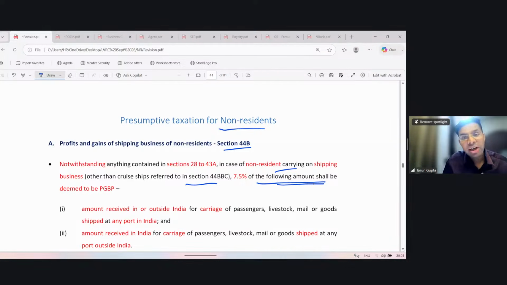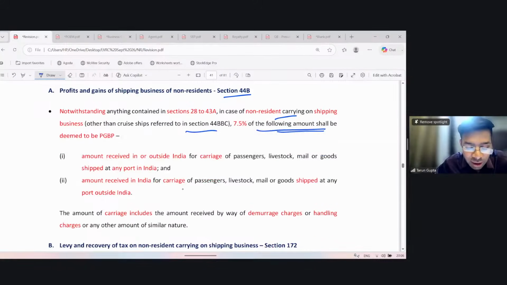7.5% of the following amount shall be deemed to be the PGBP. What is the amount? Amount received in or outside India for carriage of passengers, livestock, mail, or goods shipped at any port in India. So if the amount is received in respect of goods or passengers shipped in India, then whether such amount is received in India or outside India is not relevant. Or any amount received in India for carriage of passengers or goods shipped at any port outside India. 7.5% of the aggregate of these receipts shall be deemed to be the profits and gains of the NR from the shipping business.